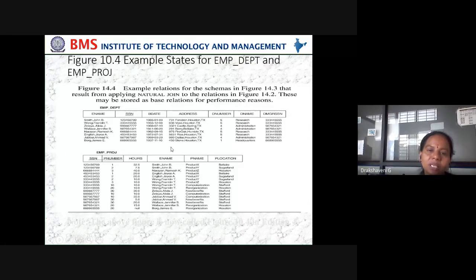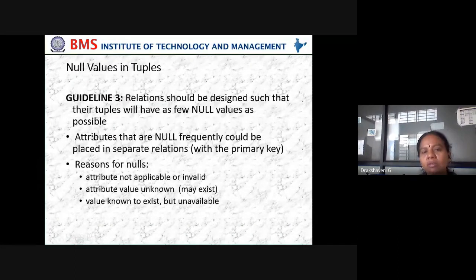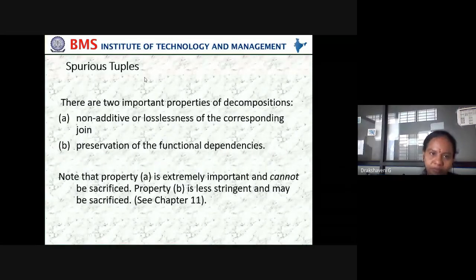In the same way, here you can see the employee and department. The employee is working for this department here. Then we have naturally joined these things. In the same way, employee and project are joined. And the guidelines for update anomaly: we should not have null values in the tuple. We should try to avoid having null values. Then surplus tuples, a bad relation should not be there, and you should have a lossless join. You cannot make a join in such a way that it is not useful.